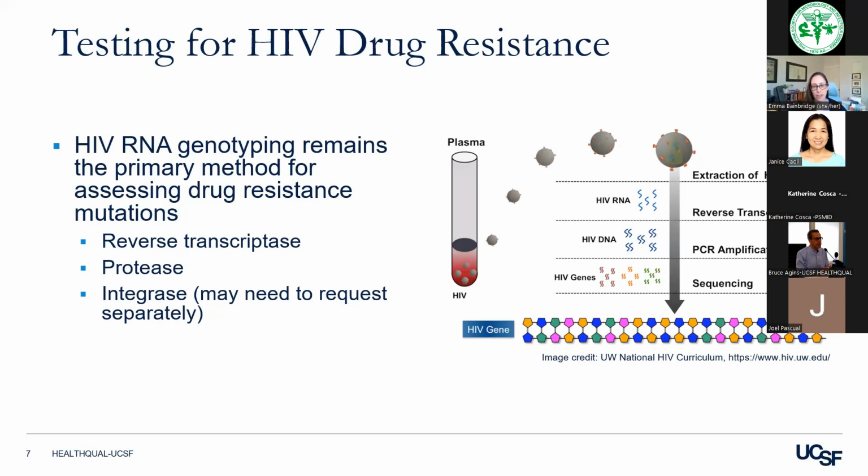Essentially the method is that they extract HIV RNA from the blood sample that you send, and then it goes through a similar process to what it would do in your cells. So they do reverse transcription, then they do PCR amplification of the DNA that's created, and then they sequence that out and they look for mutations that differ from the HIV wild type code.